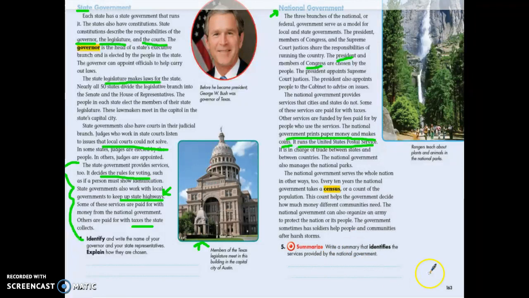The government sometimes has soldiers to help people and communities after harsh storms. That's another important role of our national government. It organizes an army to protect us and help us in times of need.